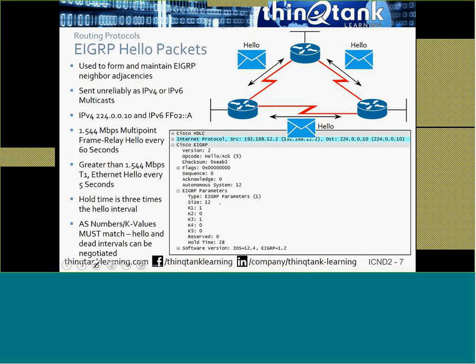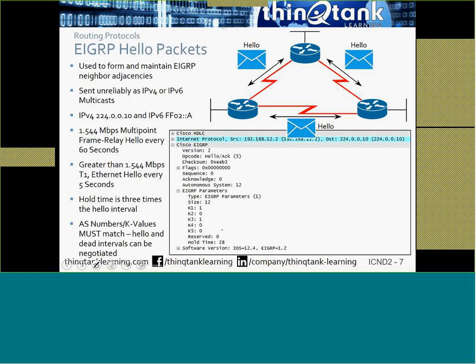All right, so what's in the hello? We've got the size of the hello information, which is the payload of the type length value fields. We've got these things called K values. K values are very important. These values have to match on all of the routers in order for them to become neighbors. We don't know what they are yet, but we'll get into that in a little bit. We've got the hold timer. Now, in the case of OSPF, the hello timers and the hold timers have to match to form an adjacency. In the case of EIGRP, these timers are negotiated. So they don't have to match.